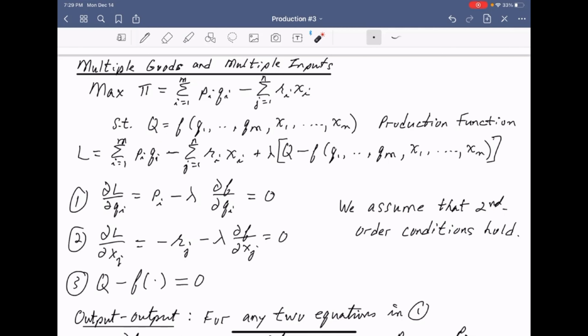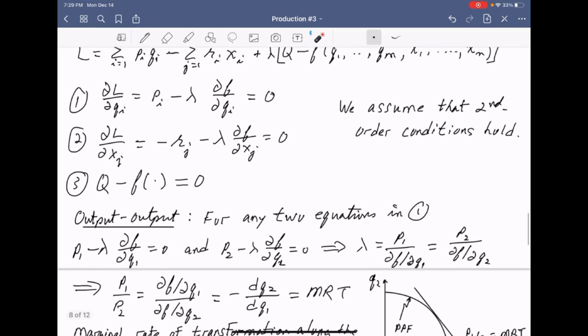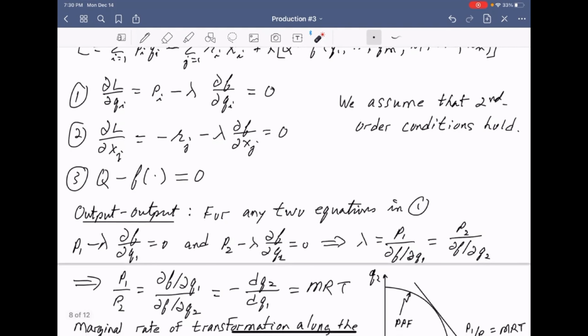With regard to any input, say xj, we take the partial of L with respect to xj. We get this: minus rj minus lambda times the marginal product of xj equal to 0. And finally, we get our constraint back when we take the partial of the Lagrangian with respect to lambda. Now, we can look at an output-output relationship by looking at any two equations in one.